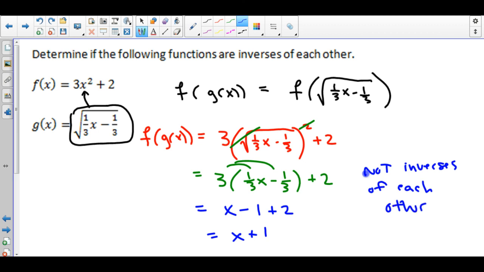Okay, and that is the majority of the material that is on this test.